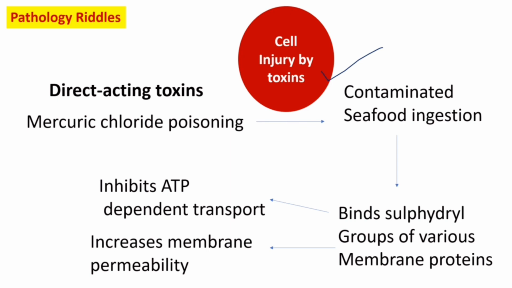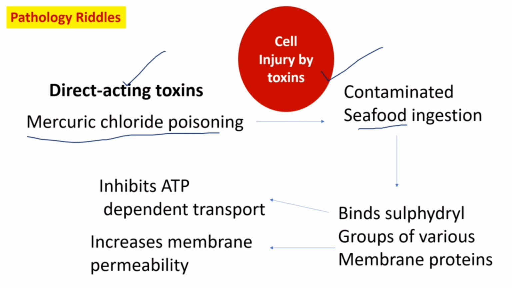First one is directly acting toxins. An example of directly acting toxins is mercury chloride poisoning. How do people get mercury chloride poisoning? By ingestion of contaminated seafood. So what does this mercury chloride do?